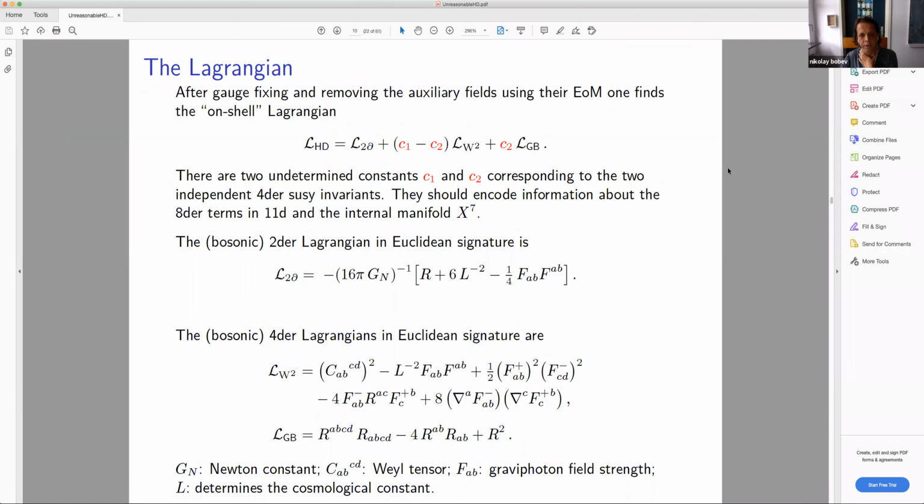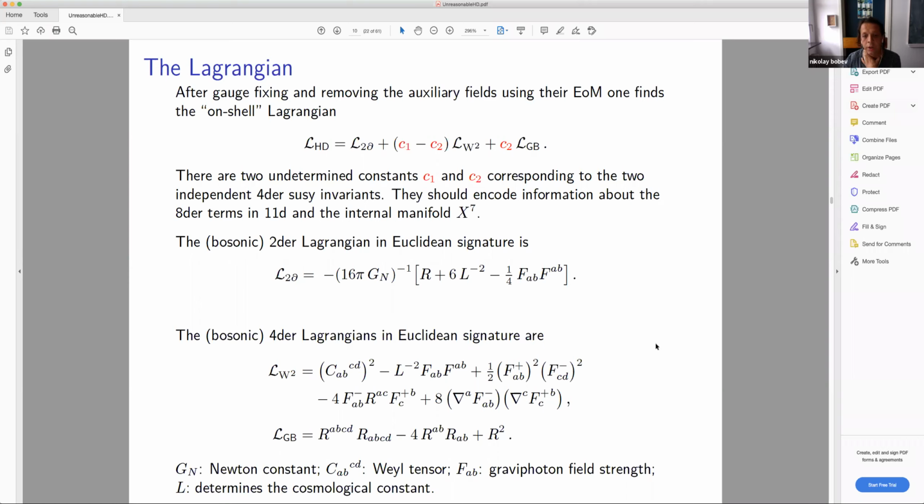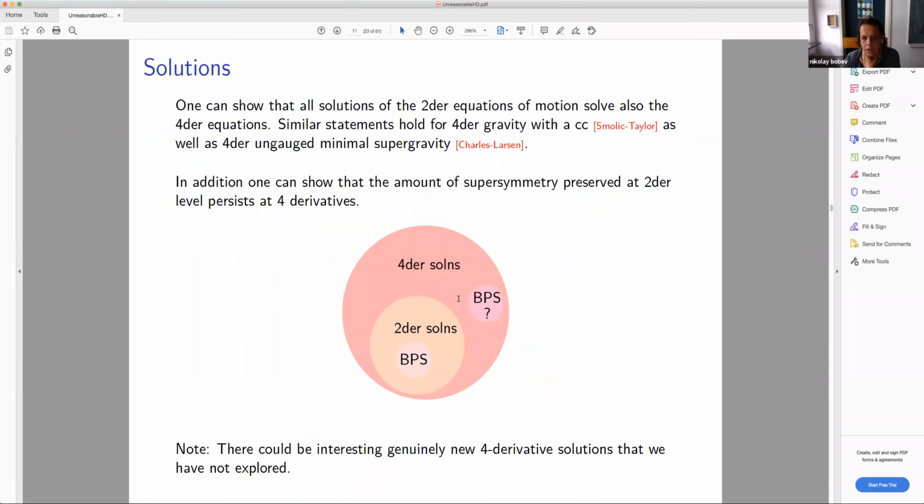And because of this, you can show that every solution of the two derivative action, this usual Einstein-Maxwell here, is also a solution of the bigger action, which includes these horrible other pieces. Of course, the inverse is not true. So there could be independent new four derivative solutions, but I'm going to use this diagram over here: every two derivative solution is necessarily also a four derivative solution.